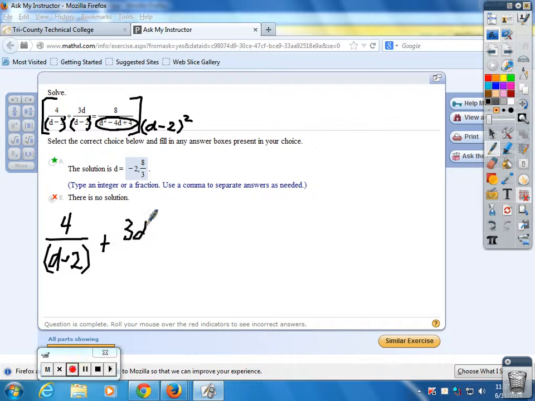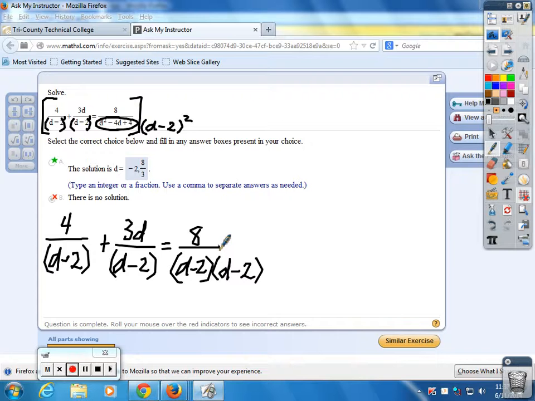So I'm going to multiply 4 over D minus 2 plus 3D over D minus 2 equals 8 over D minus 2 times D minus 2, or D minus 2 squared. Now I'm doing this for a reason, because I'm going to multiply through by the common denominator, which is D minus 2 quantity squared, or D minus 2 times what? D minus 2. I'm going to multiply through all the way.